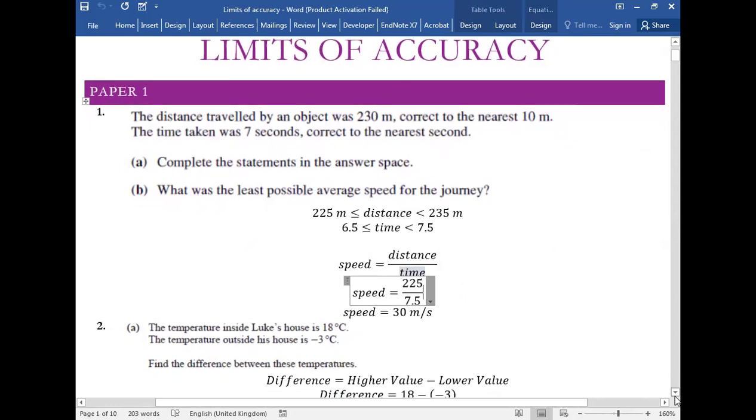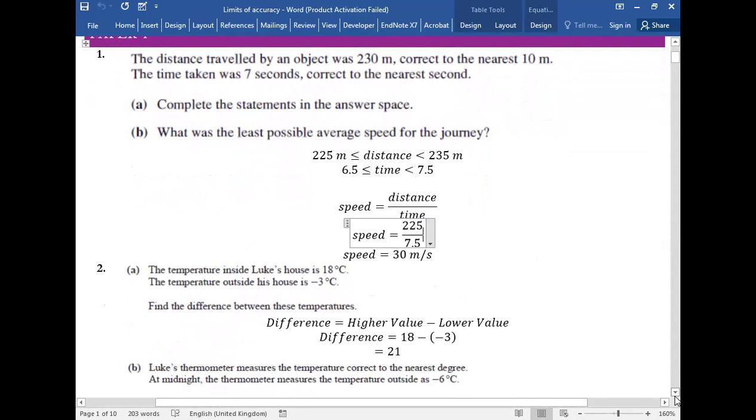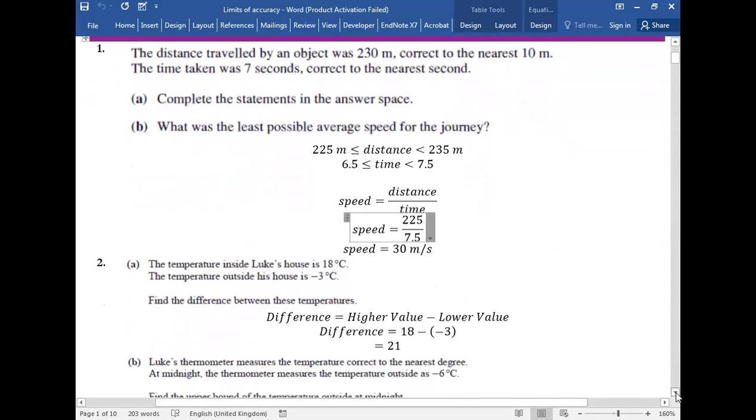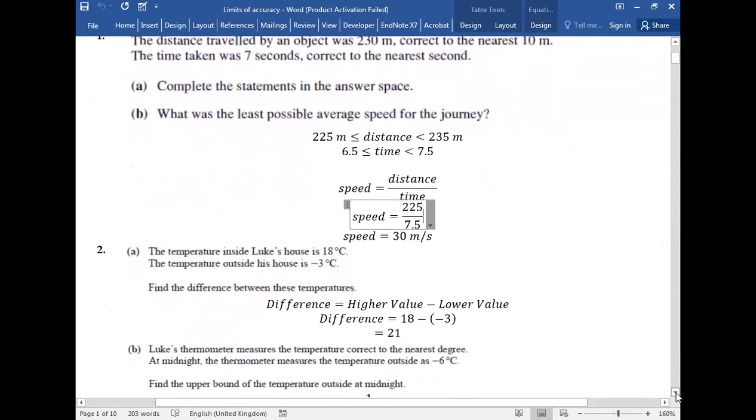21 is the difference. Okay, now Luke's thermometer measures the temperature correct to the nearest degree. At midnight, the thermometer measures the temperature outside as -6 degrees centigrade. Find the upper bound of the temperature outside at midnight. What does nearest degree mean? 1 degree. 1 divided by 2, 0.5. If you add 0.5, you get the upper bound. You subtract 0.5, you get the lower bound. What is the upper bound?